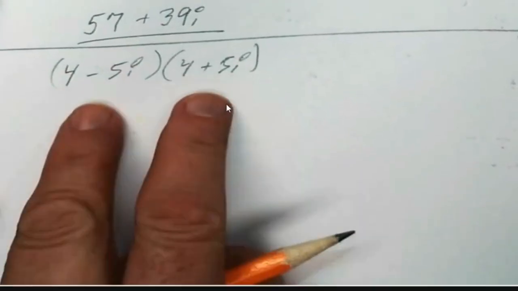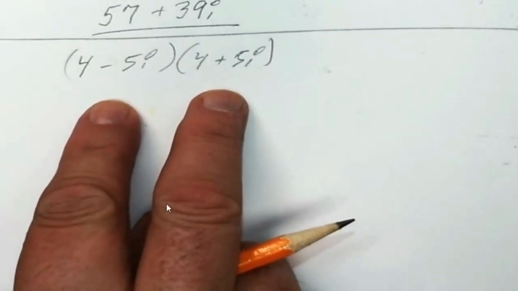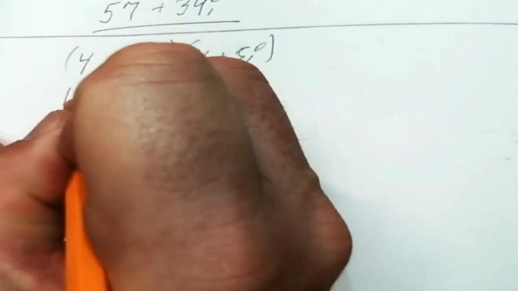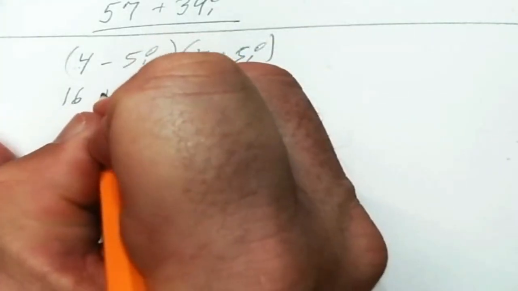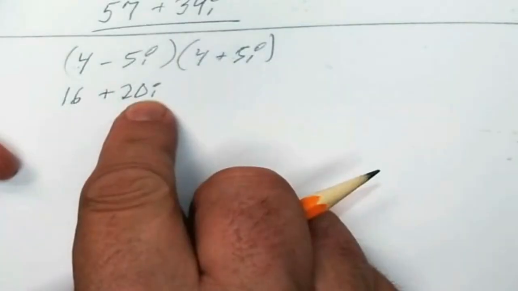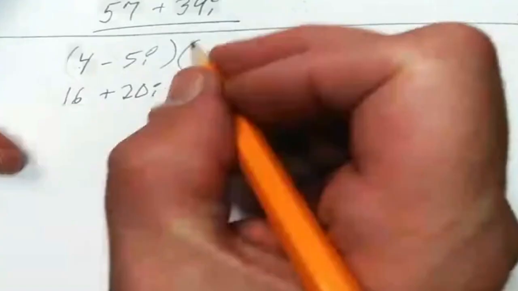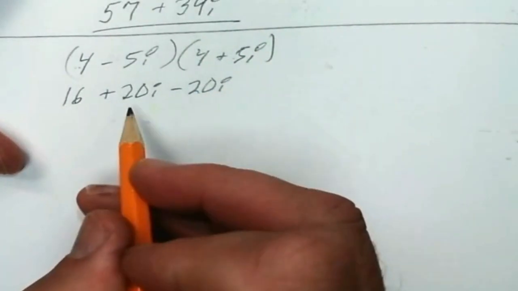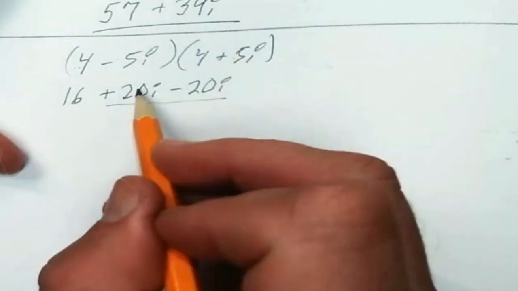So these two complex numbers, when we multiply them together, let's see what we end up with. 4 times 4 is 16. 4 times positive 5i is positive 20i. All right. Now let's distribute this term. Negative 5i times a positive 4 is negative 20i. Oh, you see this already? This imaginary part's going away.